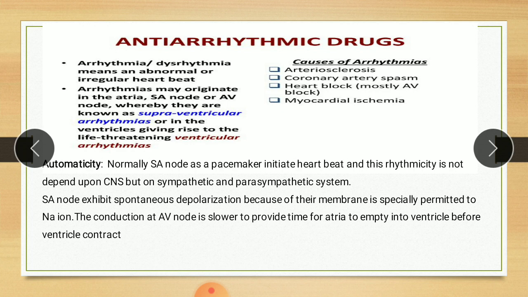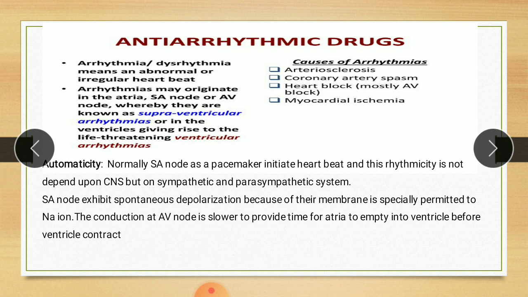So mainly there are two basic causes of arrhythmia. First one is alteration in automaticity. So what do we mean by automaticity? The heart exhibits intrinsic rhythmicity, not dependent on the CNS but on the sympathetic and parasympathetic system. The heartbeat is initiated by specialized cells in the SA node called the pacemaker. The SA node exhibits spontaneous depolarization because its membrane is especially permeable to sodium ion. The action potential is conducted across the atrium via the AV node. The conduction at the AV node is slower, providing time for the atria to empty into the ventricles before the ventricles contract. So this is the automaticity.